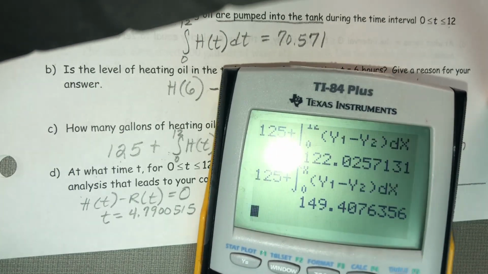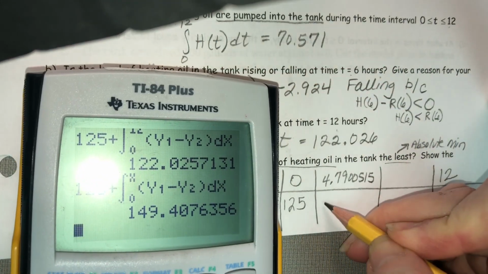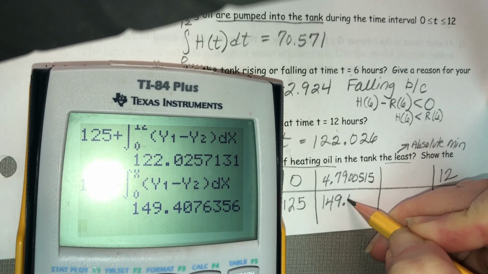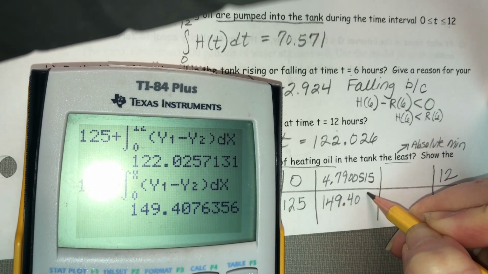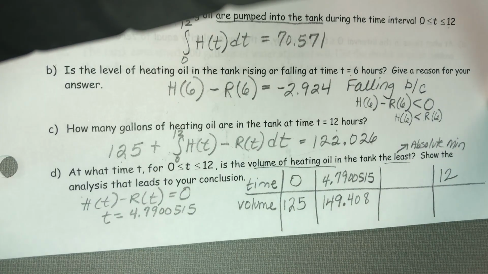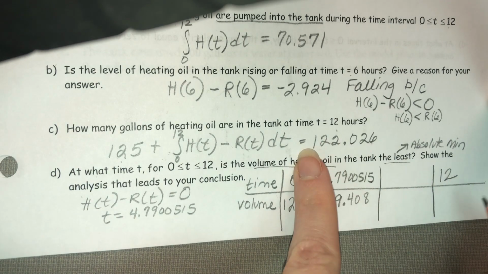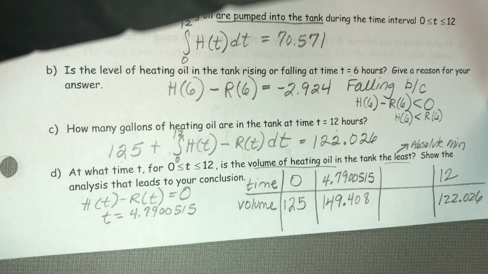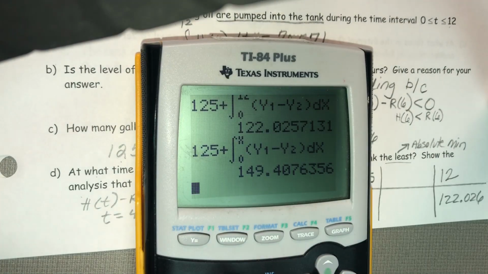And again, it's taking its little sweet time, but it gives me a volume of 149.408. Okay, that's the volume at that time. Oh, and we already have the volume at time 12 because that's what we found on part C. So that's 122.026. We just have one more little piece of our table to compute the values for.